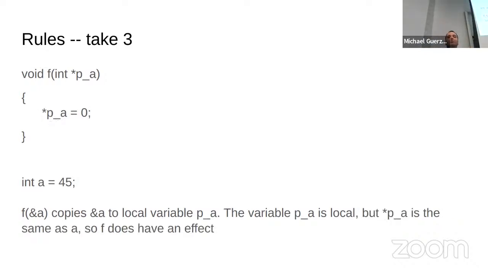So the same process here, but a different effect. The change here is instead of saying pa equals 0, we're saying star pa equals 0. So what I'm doing here is I'm saying I'll send f the address of a, and then f is going to go to that address and change the value at that address to 0. So the process is the same.